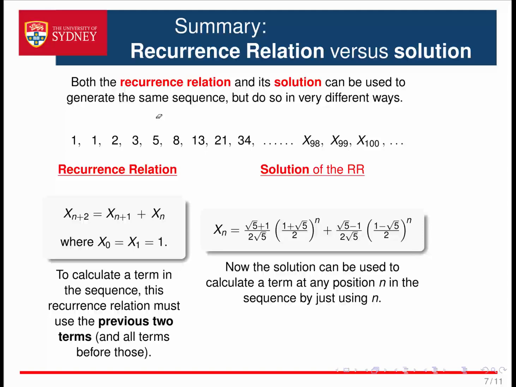Thirdly, for all of these examples, it is much more convenient to use the particular solution rather than the recurrence relation to calculate terms for large n, that is, terms far along the sequence. However, in general, if you do not know how to solve a recurrence relation, or if you are only looking for terms with small n, it may be more efficient to just use the recurrence relation.